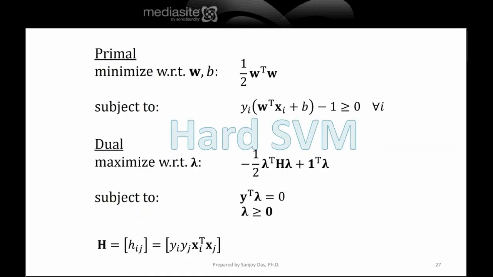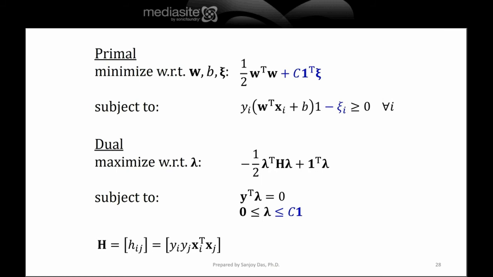This is the primal and the dual for the hard margin SVM. And this is the corresponding primal and dual for the soft margin SVM, L1 SVM. So for this C 1 transpose zeta, this is the new term that we already saw in the primal for the soft margin SVM, and this was the enhancement to the constraint. Now we just saw that lambda has to lie between 0 and C, each lambda i. So this is the dual for the soft margin SVM.